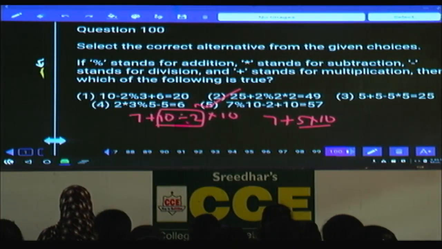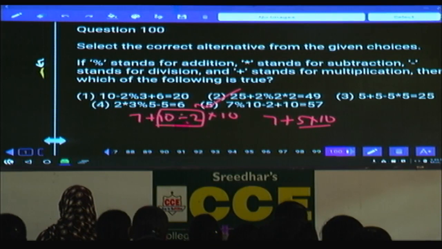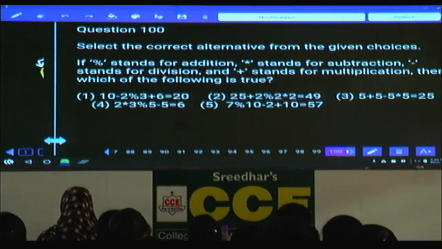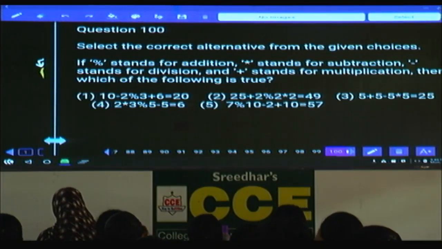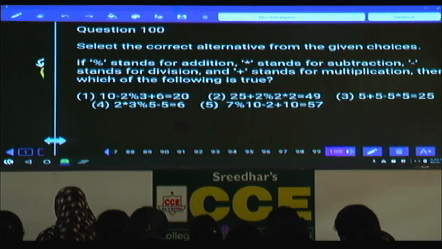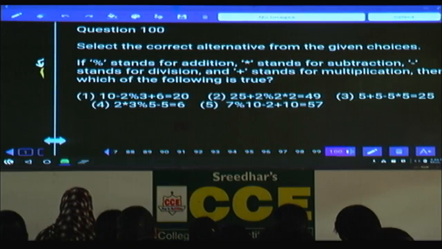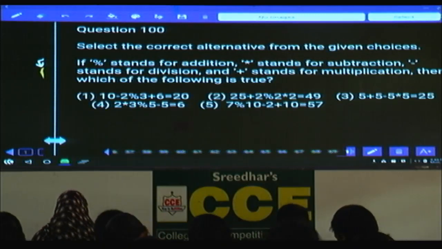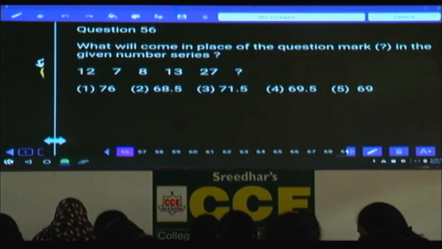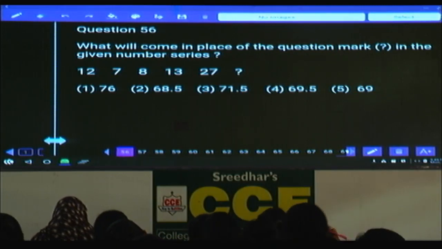Now paper number 452, question number 66 to 100. Number series, question numbers 56 to 60. Now in this 56 to 60, what is the information we have for 56?